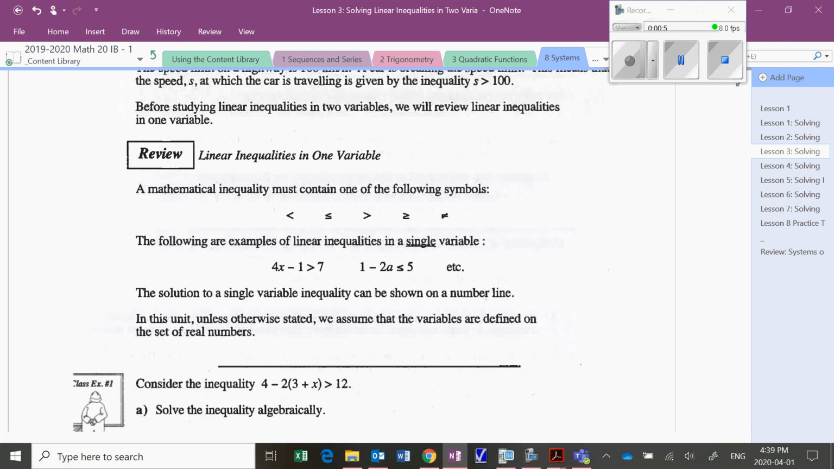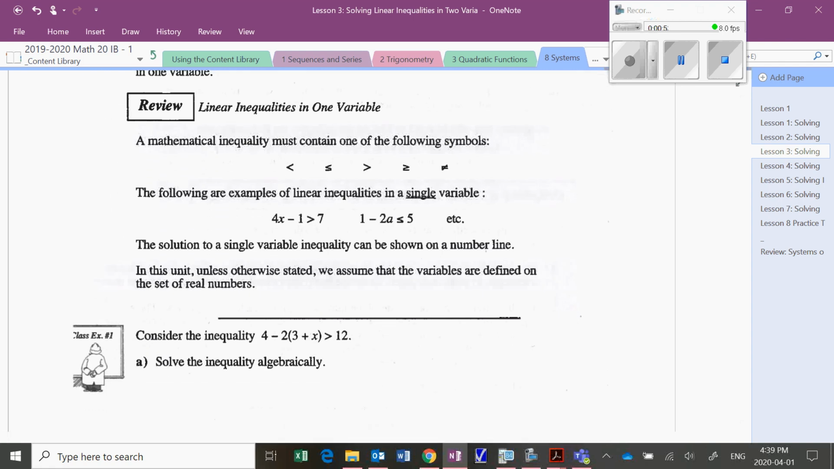So again, remembering that if we're talking about inequalities, we're using one of the four symbols. So we've got less than is our first one, of course, and then less than or equal to, greater than, and greater than or equal to, and simply not equal to. If that's unclear, that's an equal sign with a slash through it, not equal to.